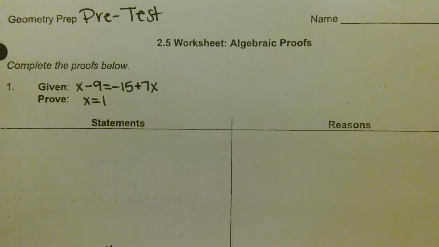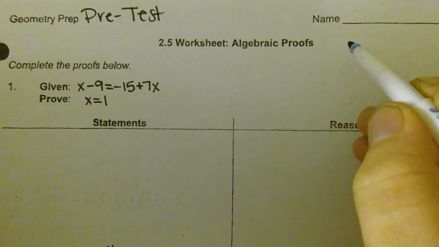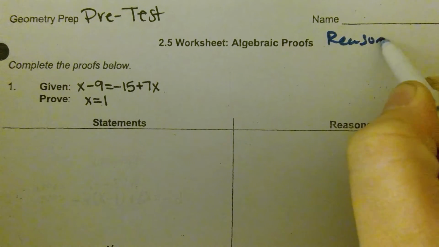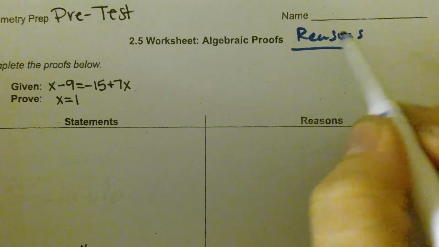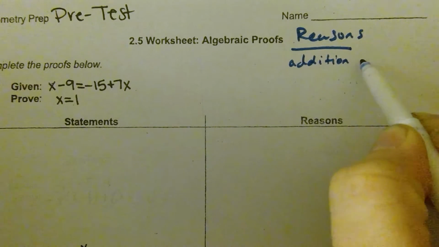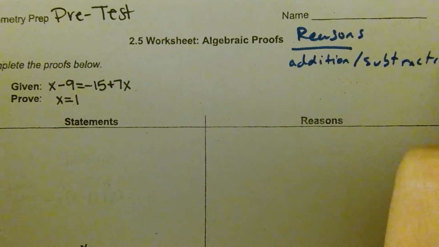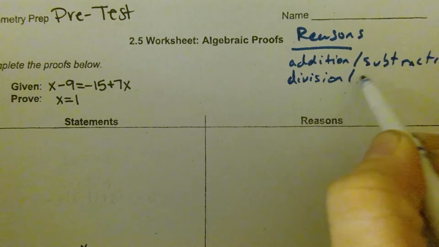If you have your remediation from a couple weeks ago, it had that long list of all the possible reasons. So I'm just going to list the ones we're going to use here today. There's our reasons, and we have some of the basic ones. We have addition, subtraction, division, and multiplication.